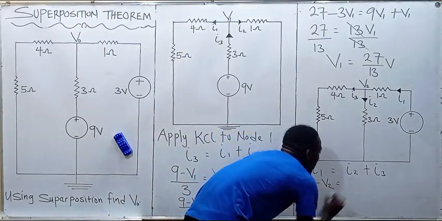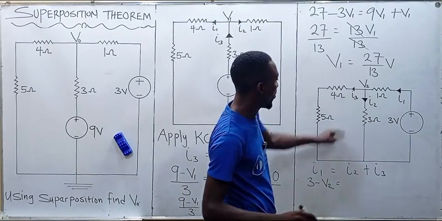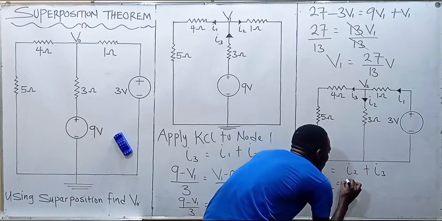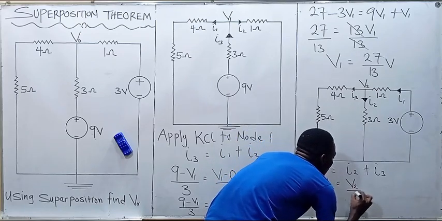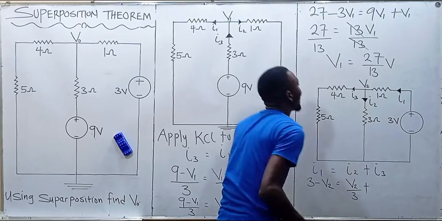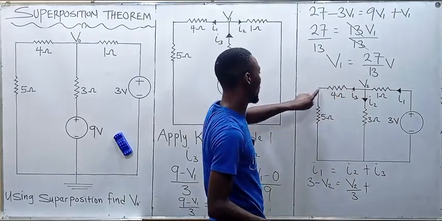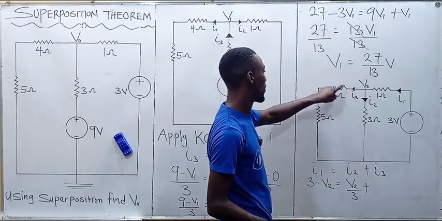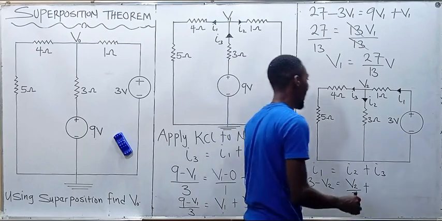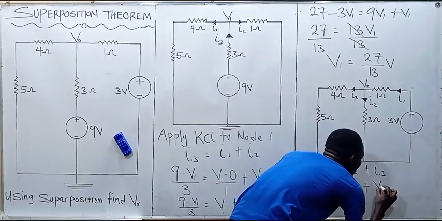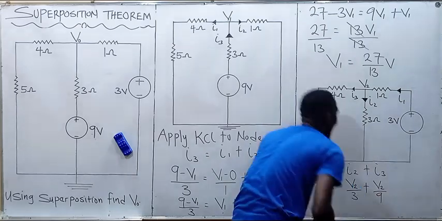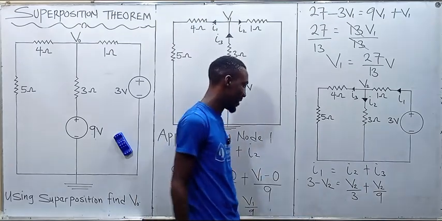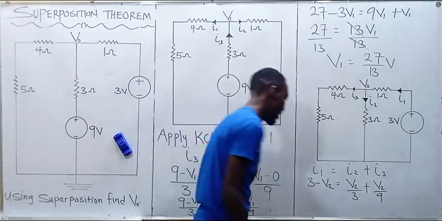All right, so this will be equal to I2. Our I2 is V2 minus 0 over 3. So that is V2 all over 3 plus I3. I3 is the current that is flowing through this, but it's going to be V2 minus 0 over the total resistor here, which is 9. So it's going to be V2 over 9. So again, if we multiply through by 9, 9 times 3 is 27.